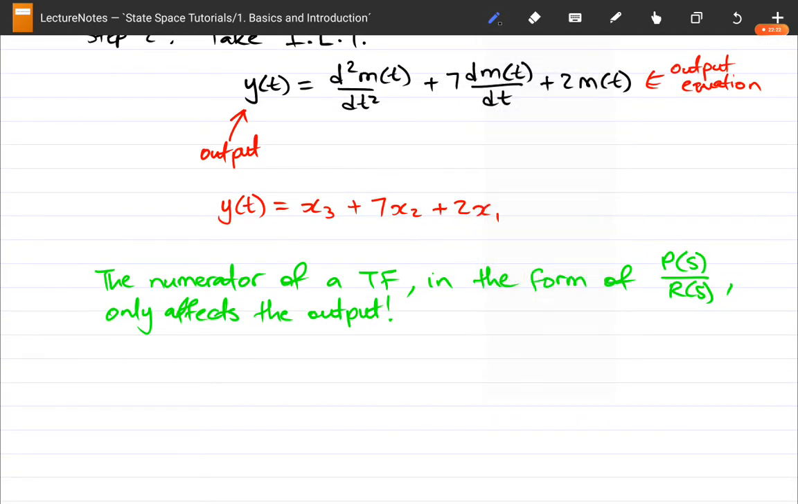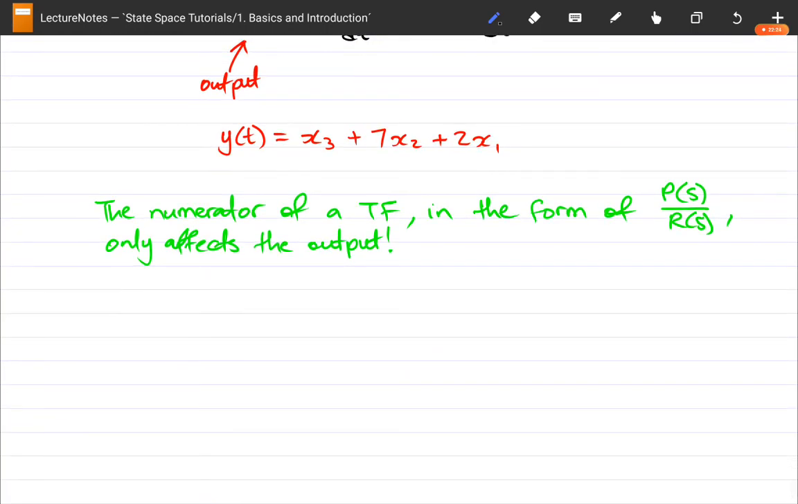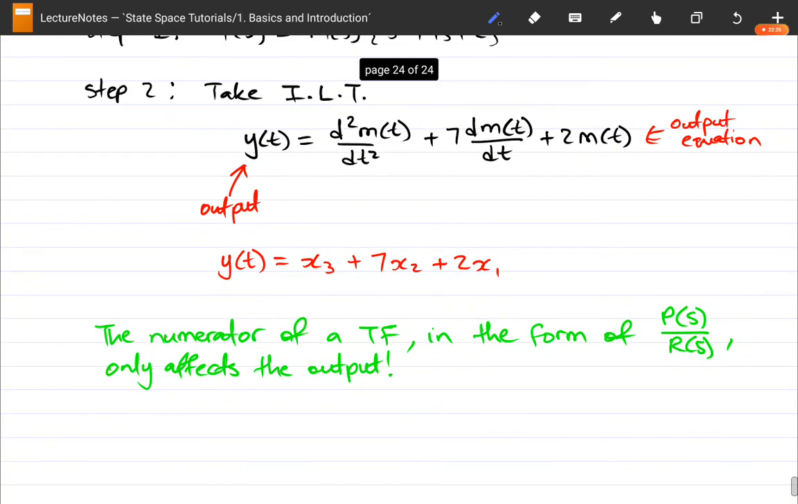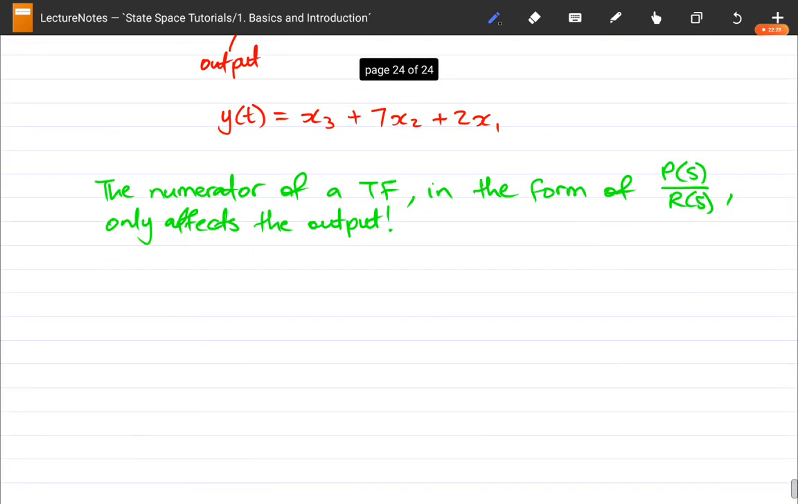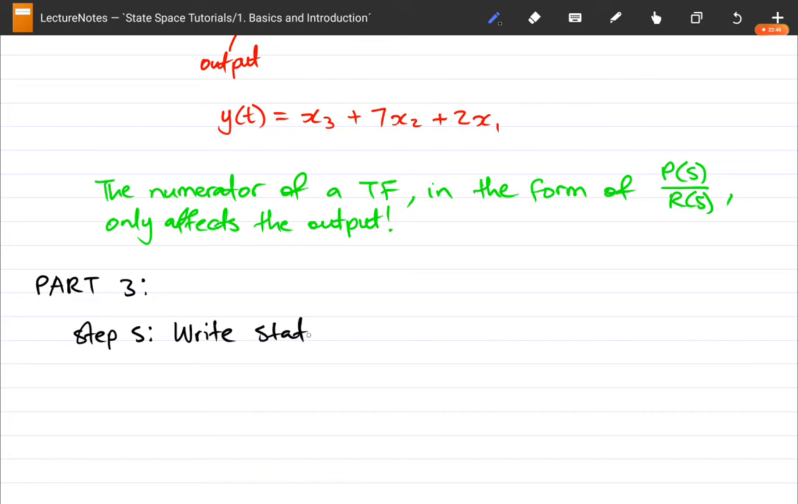So are we done with our question? No, not exactly. We still have to write out our state space model now in matrix form, and that's going to be step 5. So we can say this is part 3, and part 3 is just going to have step 5, and that's write state model in matrix form.